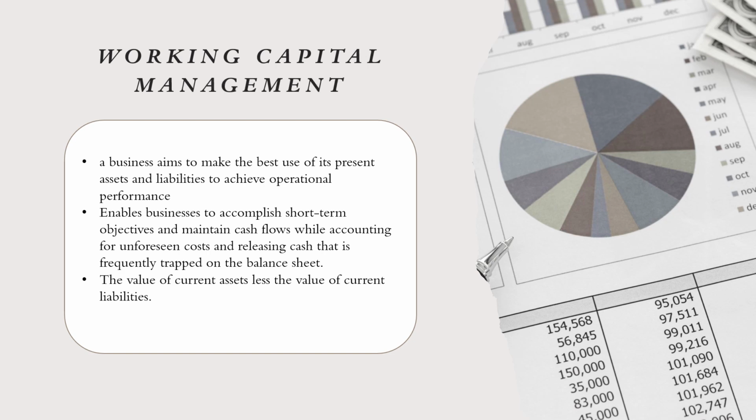That's it for chapter 6. So proceed with chapter 7, that is working capital management. Working capital management aims to make the best use of its present assets and liabilities to achieve operational performance. It also enables business to accomplish short-term objectives and maintain cash flow while accounting for unforeseen costs and releasing cash that is frequently trapped on the balance sheet.